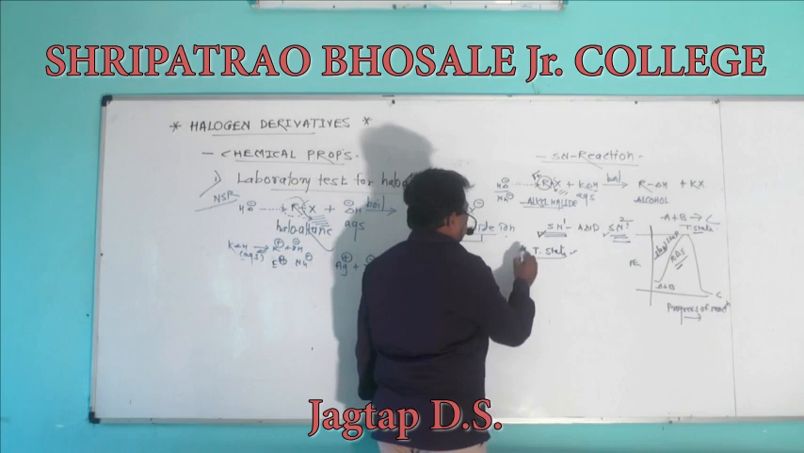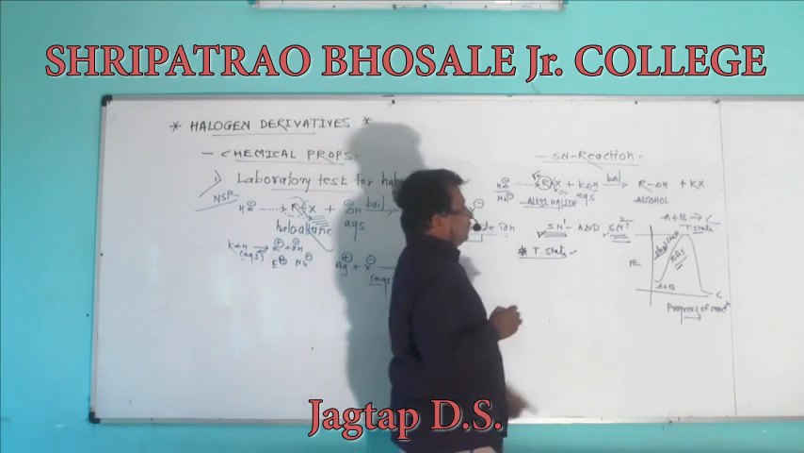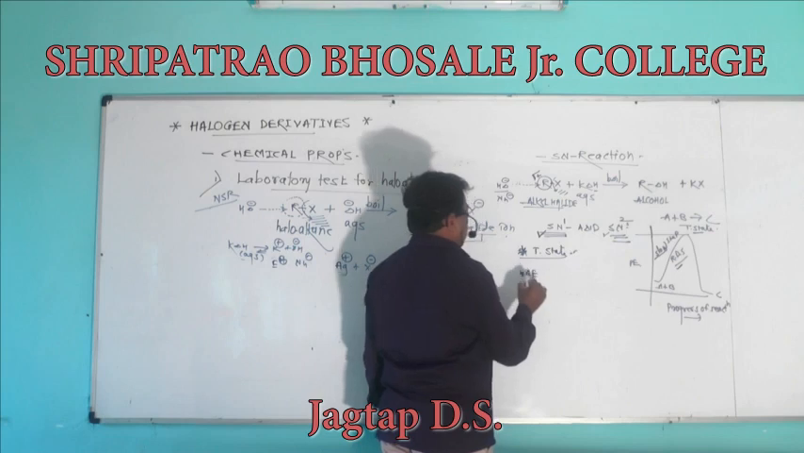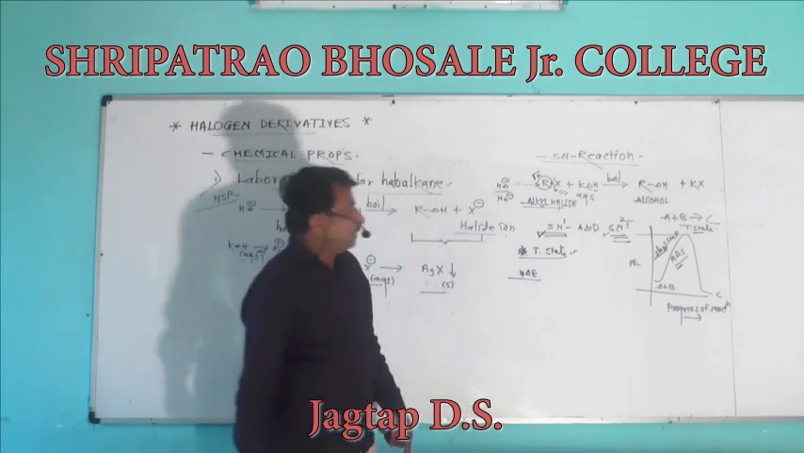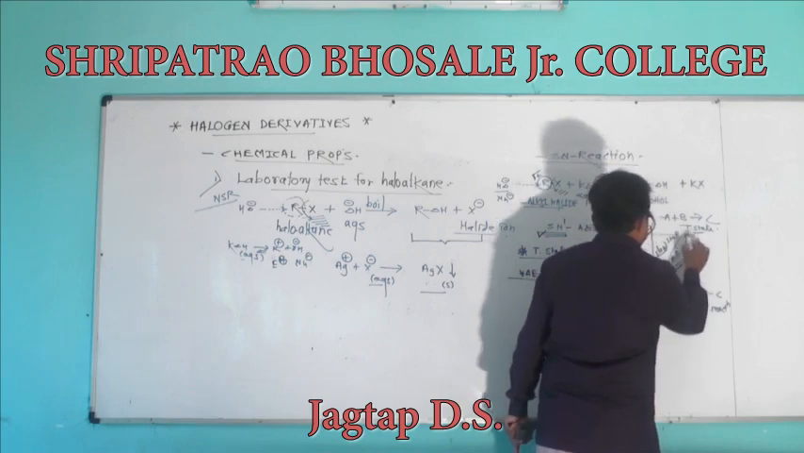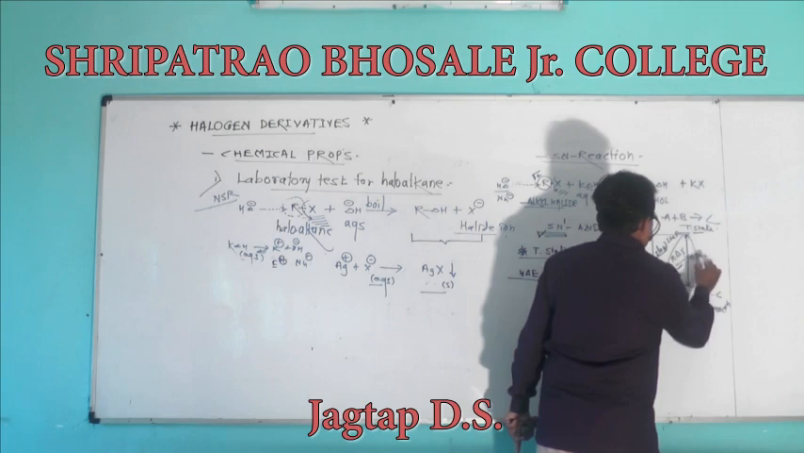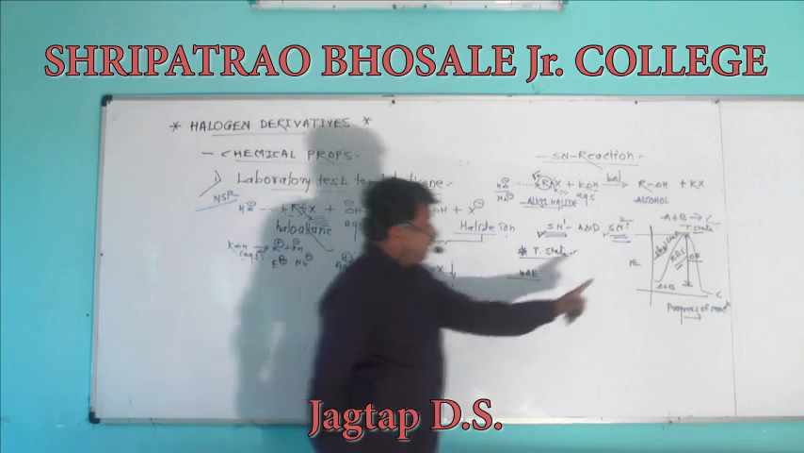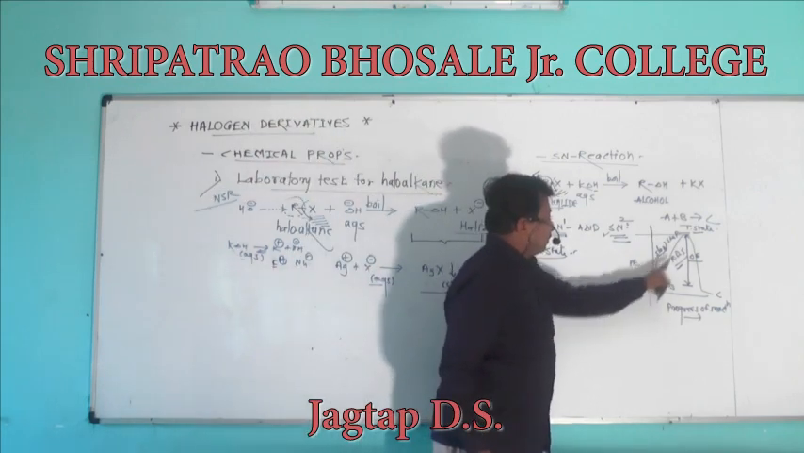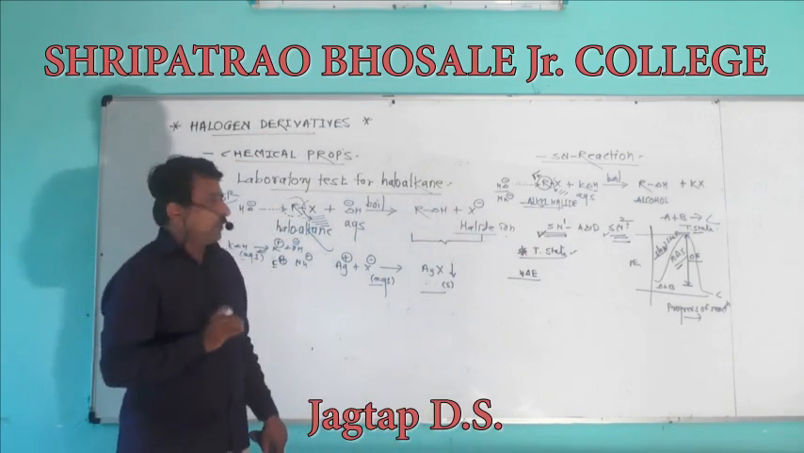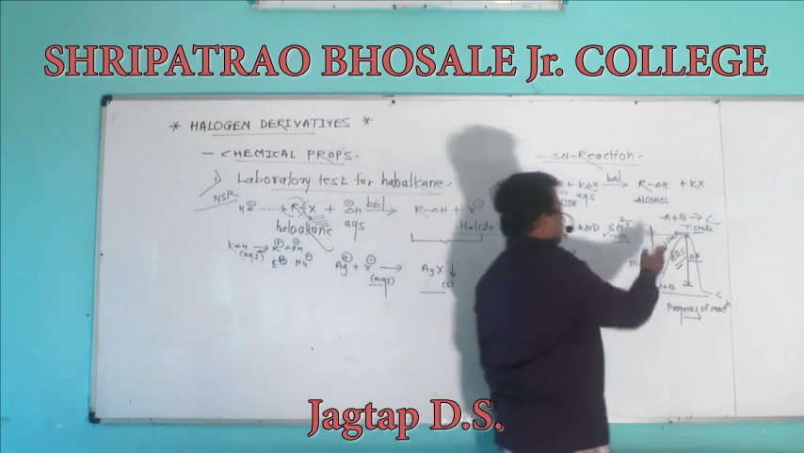The next point, energy of activation. It is denoted by delta E. It is the energy difference between the TS and the reactant, that is, the energy required to take the reactant into the transition state is called the energy of activation.